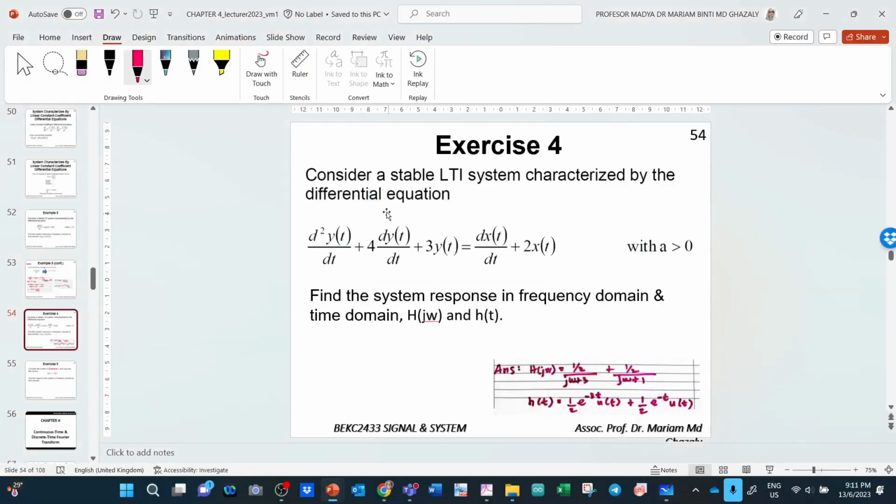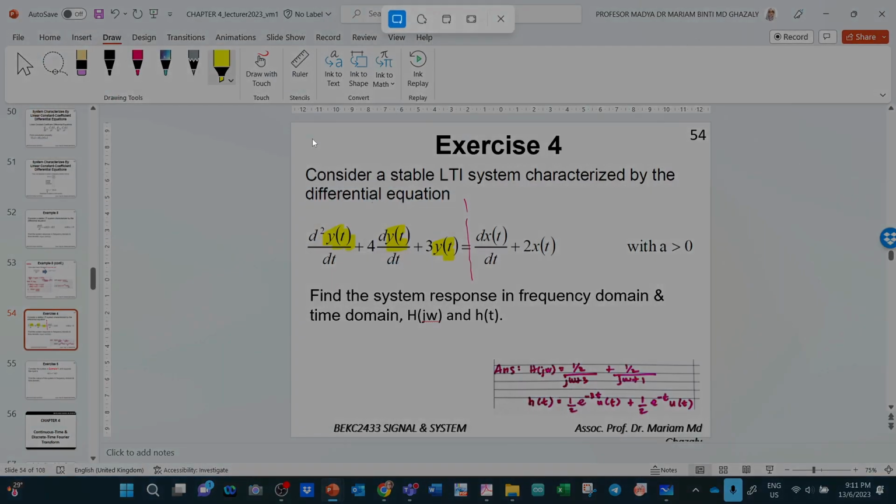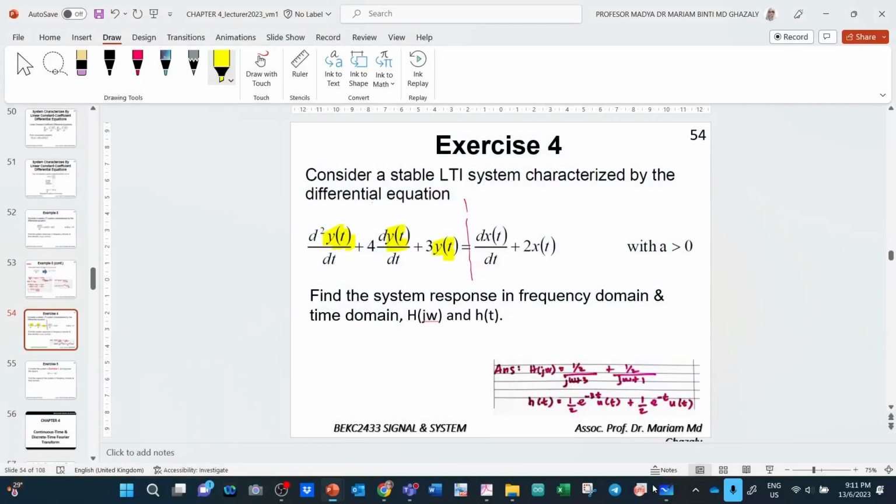Okay, let's look at a bit more difficult example whereby you have values on both sides. You can see that on the left side is y(t) and a differential equation up to second order, d squared y(t) over dt squared. And then on the right side you also have x(t) in terms of a differential equation. Okay, so using the same method, let's see how you answer this.